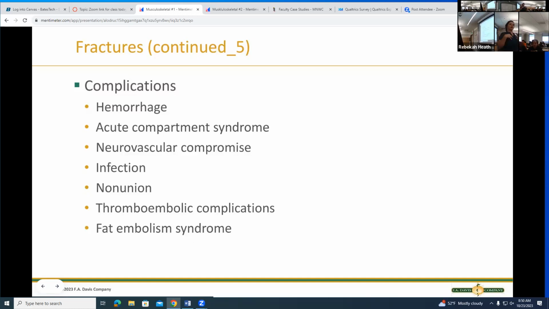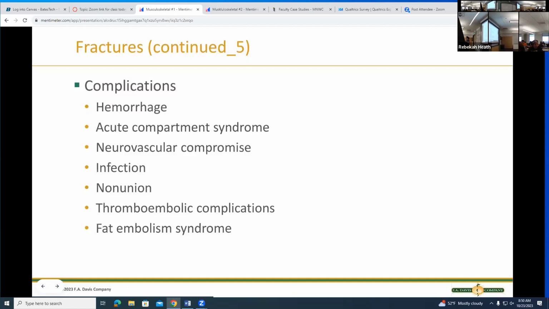And what is it called if the clot goes to your lung? Pulmonary embolism. A pulmonary emboli. If it goes to your heart, what does that cause? A heart attack, an MI, myocardial infarction. What about your brain? Stroke. Yeah, some sort of an embolic stroke or an occlusive stroke. It's occluding the veins. Fat embolism syndrome.